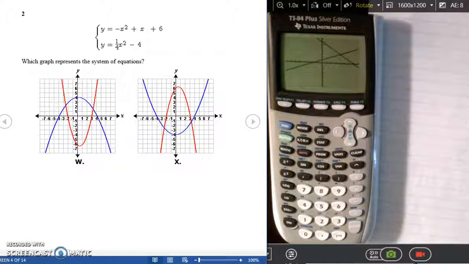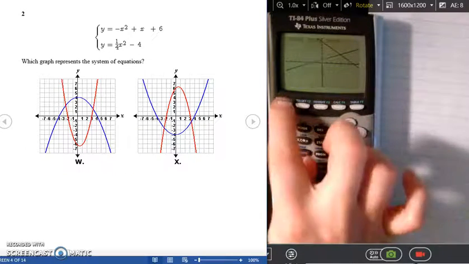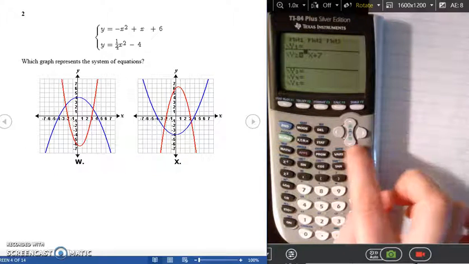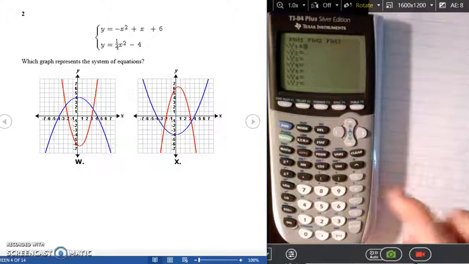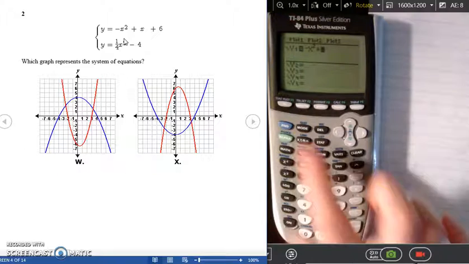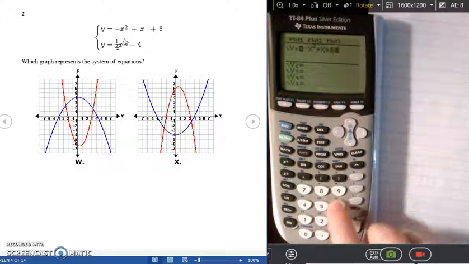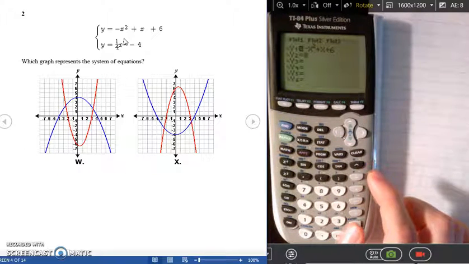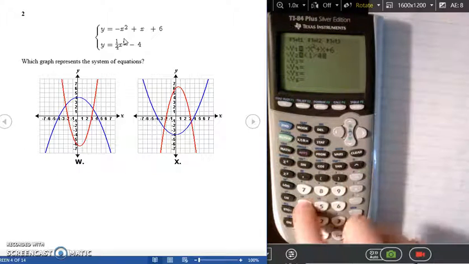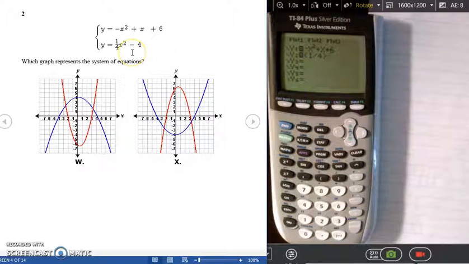This next question is going to be similar. It's just now I'm dealing with parabolas instead of lines. So I'm going to go back into y equals and clear out what I have typed in there. And then I'm going to type in my first equation into y1. So I'm going to do negative x squared plus x plus 6. And then I'm scrolling down, and I'm going to type in 1/4. So I do parenthesis 1 divided by 4 in parenthesis x squared.